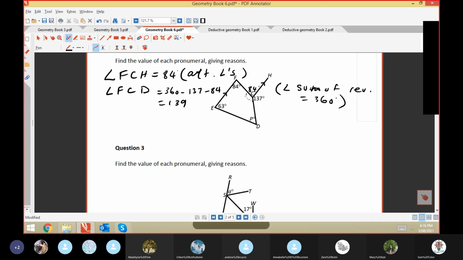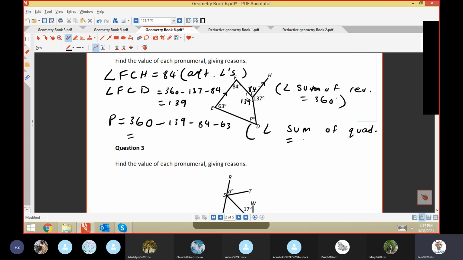139. And then, of course, how do we find P? The angle sum of a quadrilateral is 360. And minus it again from these three numbers. 139 plus 84 plus 63. Again, she just said it. You have to write it. Otherwise, unfortunately, you can't get full marks. Angle sum of, it's not a revolution this time, angle sum of a quad equals 360.